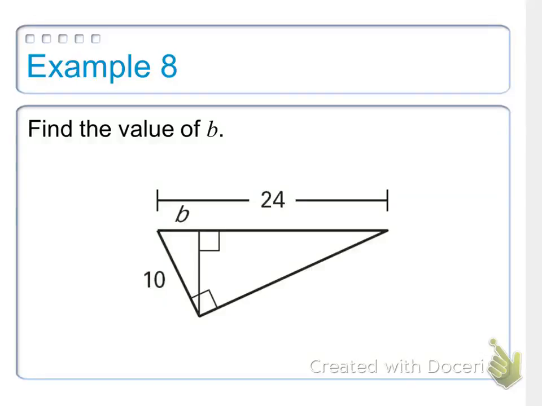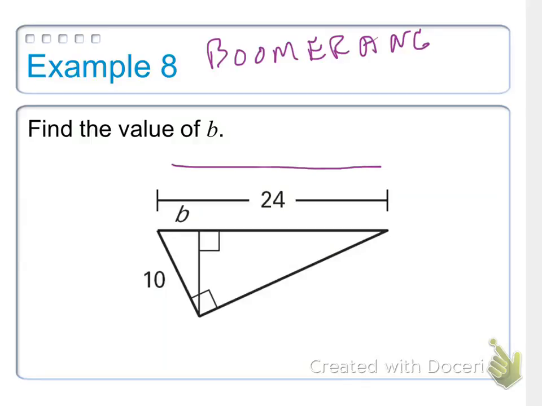This looks like a good boomerang problem. Okay, why do I think that? Because I have a whole hypotenuse, I have a short side, and I have a short piece of the hypotenuse. So that's a good boomerang one.